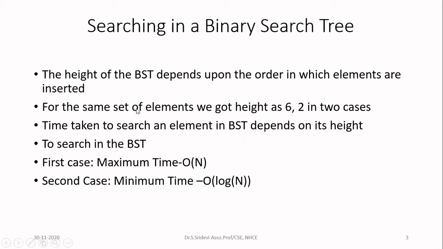We have seen that for the same set of elements, we got the height as 6 and 2 in 2 different cases. And because of this, the time taken to search an element in the binary search tree depends upon the height. If I want to search in the first tree, it is my maximum height, so I'll get the maximum time for searching an element, which is order of n. Whereas in the second case, the time is minimum, that is nothing but order of log n.